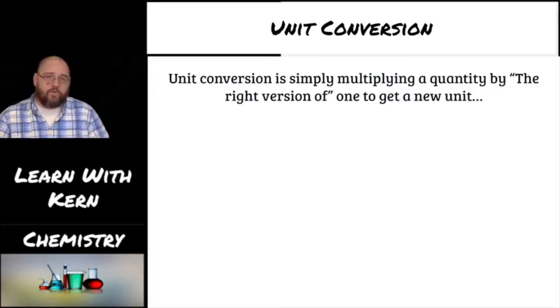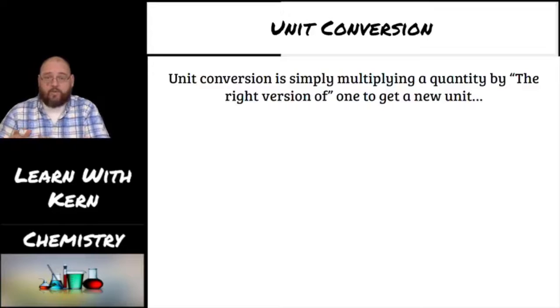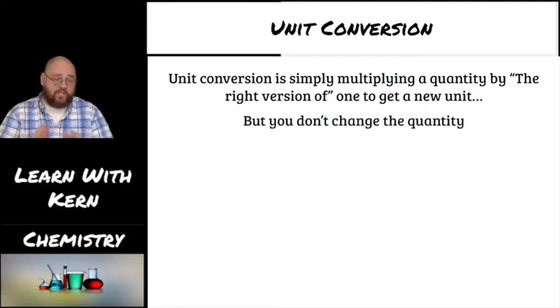So unit conversion simply means multiplying a quantity by the right version of one to get a new unit. So we're converting from one unit to another. We're taking the quantity that we measured in some unit and we're changing that unit to something else, but we're not changing the quantity, okay? We do not change the quantity.